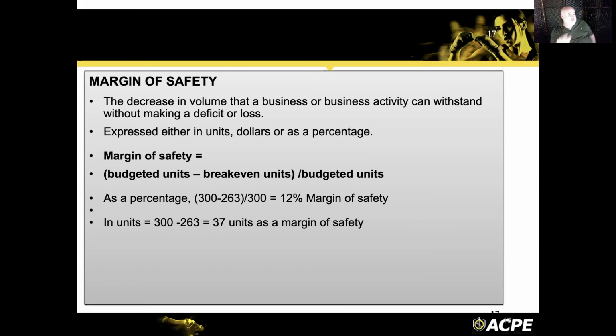In units, this means that we expect to sell 300. We can sell as low as 263. So we've got a 37 unit margin of safety, okay?